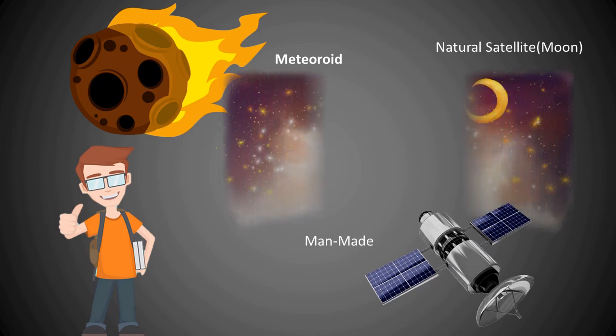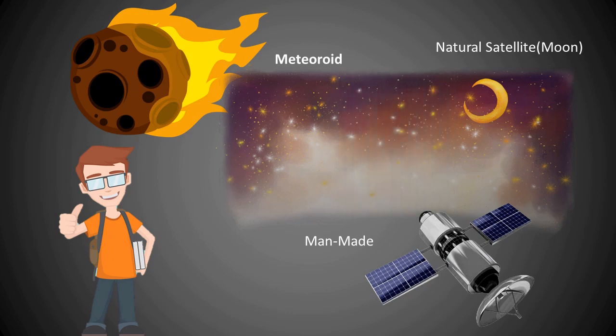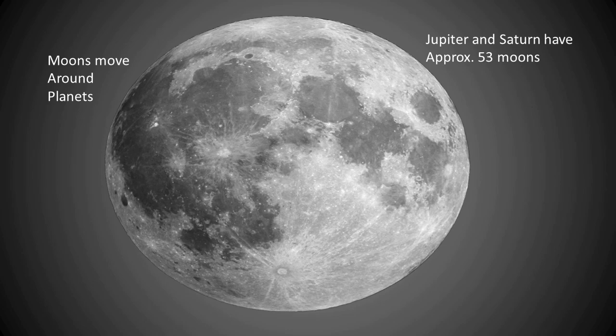Now, the last thing is the satellite. Satellites are of two types. One is man-made, like those which are launched by NASA and ISRO, and many other space research centers. But the second one is the natural satellite, which is the moon. Like everything revolves around the sun in the solar system, moons move around the planets. As Earth has a moon, other planets also have, and the interesting fact is that Jupiter and Saturn have approximately 53 moons. Isn't it amazing?